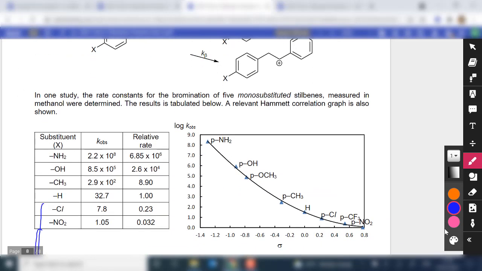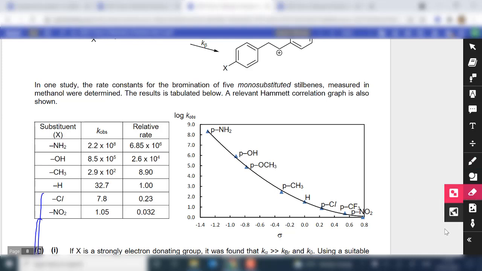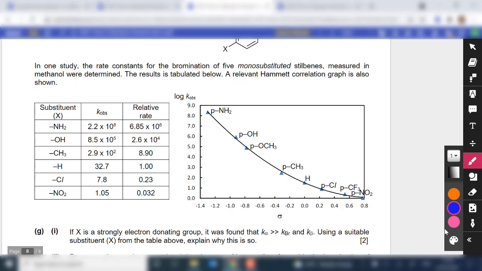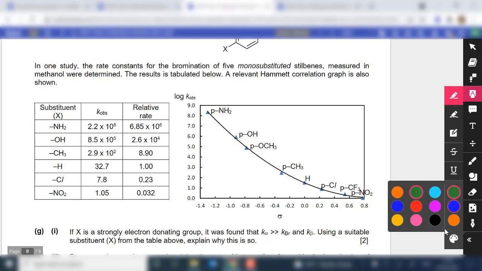So what they did was, in order to study the rate constant for the bromination of the five mono-substituted stilbenes, they tabulated the results and then plotted a Hammett correlation graph. So what you realize is that if I have an NH2, which is a very strongly electron donating group, the relative rate is quite fast. So you're going to get a k observed of about 10 to the power of 5 to 10 to the power of 8.